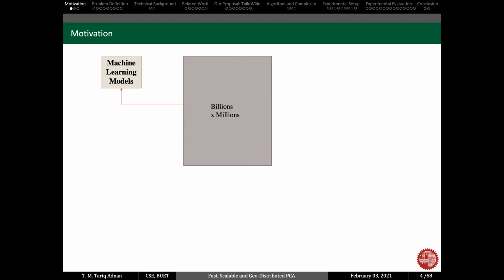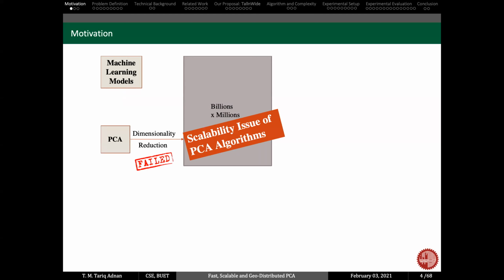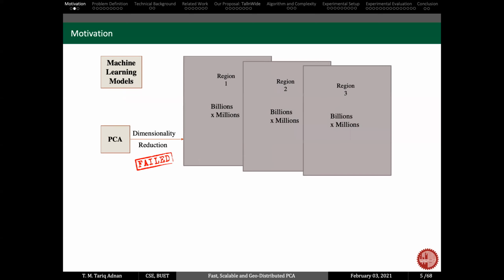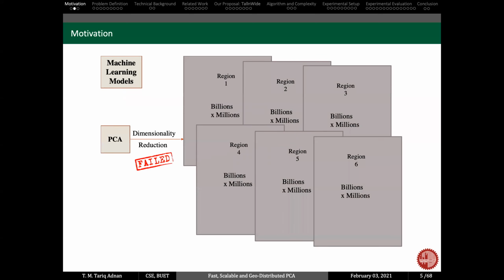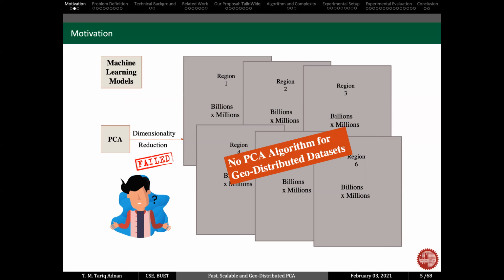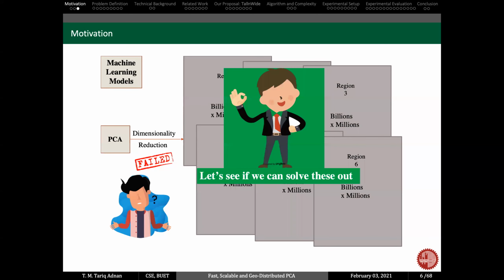But life is not that easy because the dimension of the data never stops growing, and eventually it becomes so large that even PCA algorithms fail to help with their dimensionality reduction feature. That means the existing PCA algorithms are not scalable enough to handle arbitrarily large dimensional datasets. Now let's make the scenario more complicated. What will happen if such data is distributed into different geographic locations? No way, our good old friend PCA is totally confused now because there is no PCA algorithm that can address such geo-distributed datasets. So let's see if we can help them out and do something to resolve all these limitations.